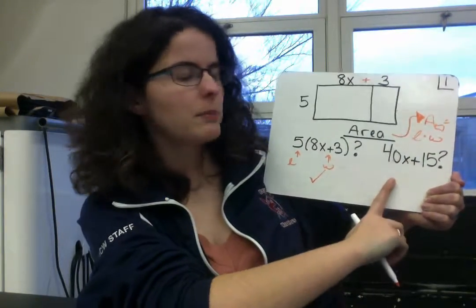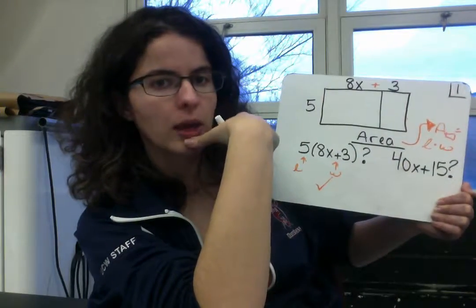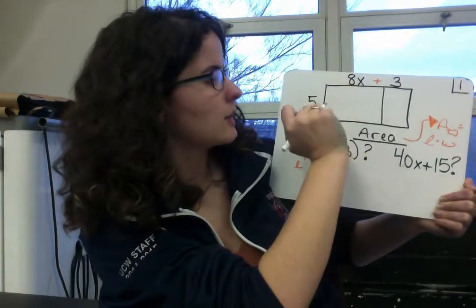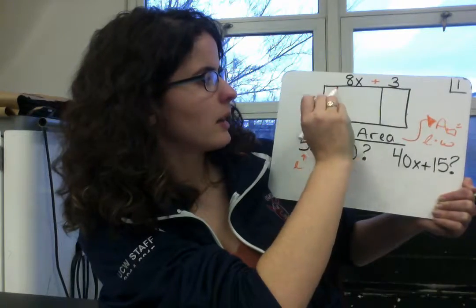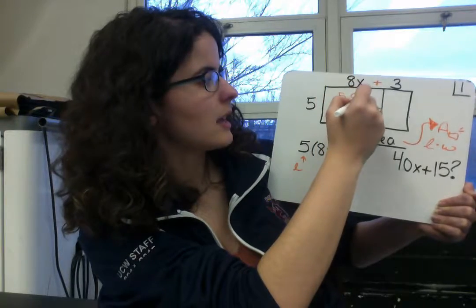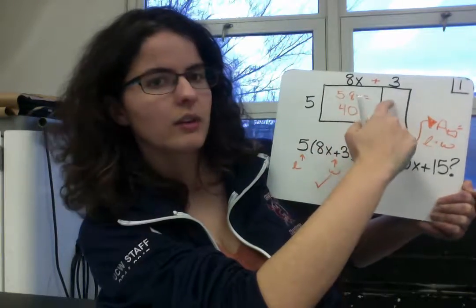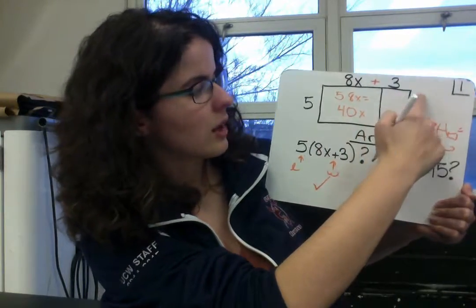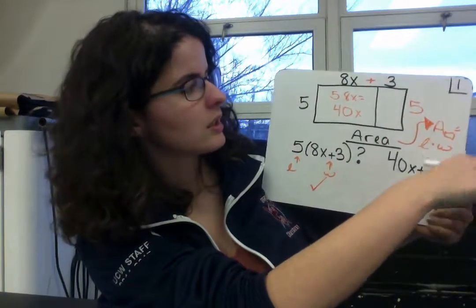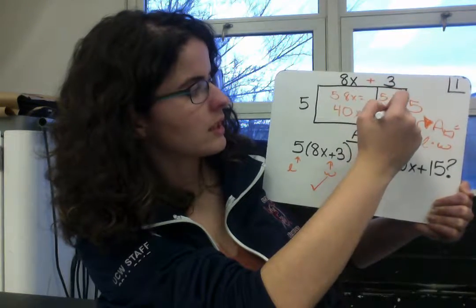How about this one? What might be going on here? Well, it helps that this rectangle is already broken up into two smaller rectangles. If I wanted to calculate the area just of this rectangle, I would take my length of 5 and my smaller rectangle's width of 8x. 5 times 8x would give me an area of 40x. To calculate the area of the other small rectangle, I would need to make sure I know what this length is. Well, parallel sides are going to be the same in a rectangle. They're congruent. So I would take 5 times 3, and that would equal 15.